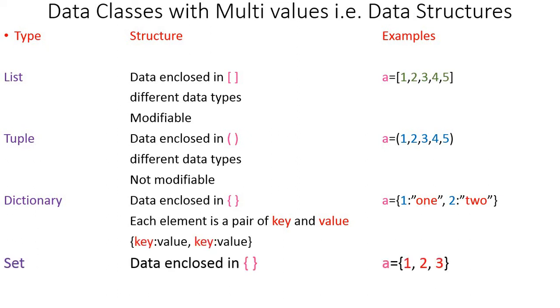The fourth data type is called set. The brackets used for set are the curly braces, just like you used for dictionary. But the difference between dictionary and set is that set always takes elements that are composed of a single thing, not two things, that is key and value. So this is the main difference between set and dictionary.